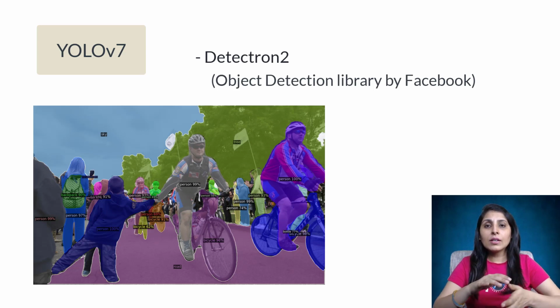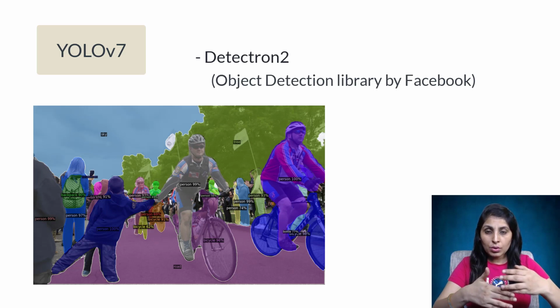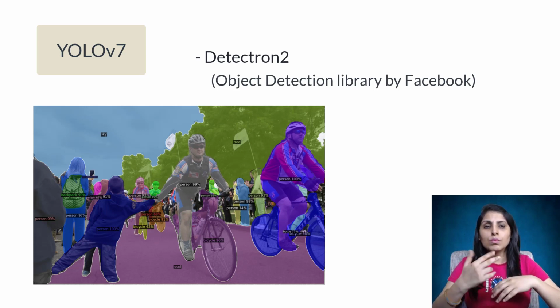And when I say that YOLO V7 is based on Detectron 2, it means that if you want to run YOLO V7, then you need to set up an environment first which can run Detectron 2. It means you have to install all the modules which are required by Detectron 2. Once we have installed all the modules required by Detectron 2, there are only 2 or 3 modules which you need to install to run this YOLO V7.